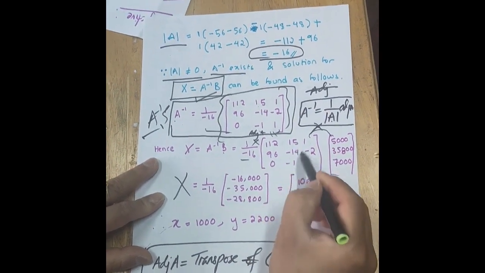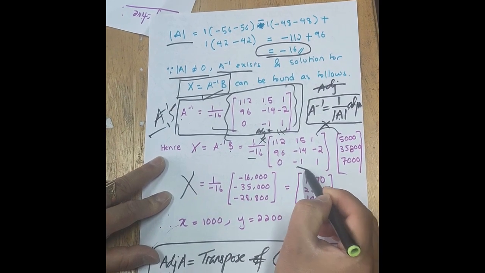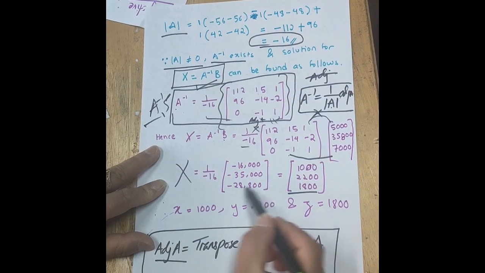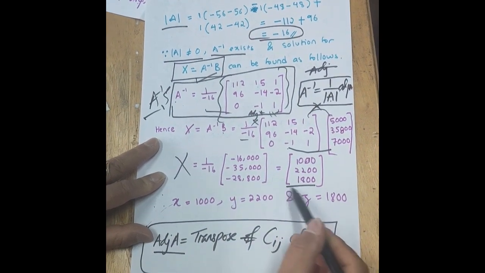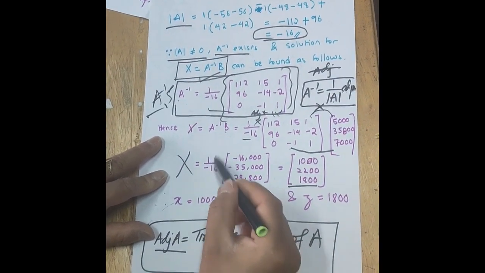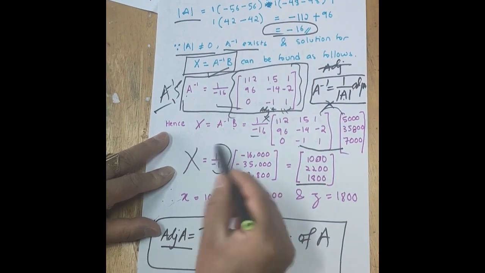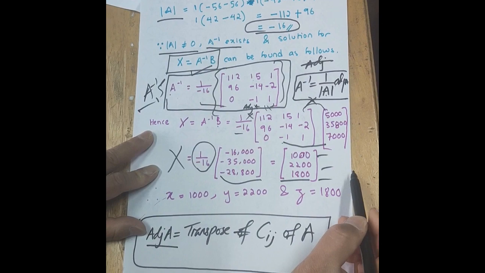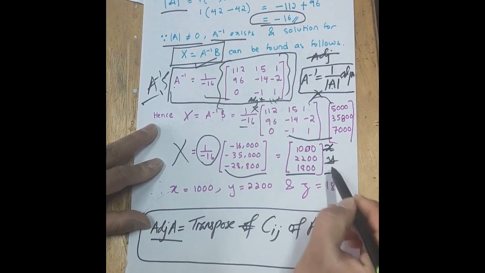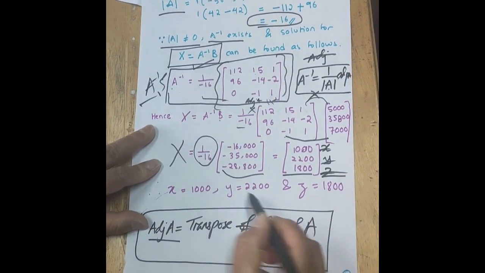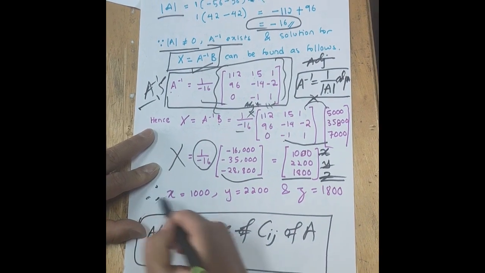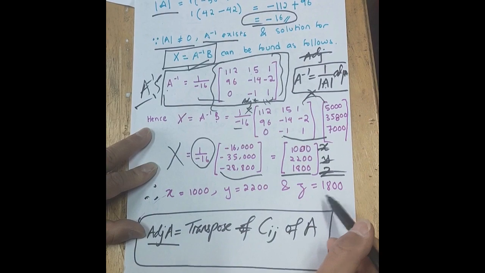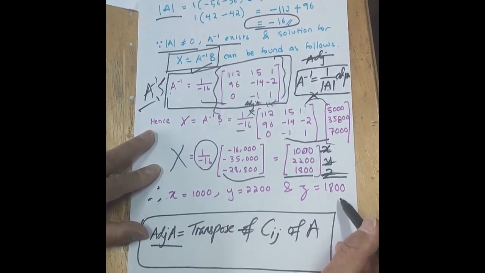In this case, if you multiply these two matrices, we obtain negative 16,000, negative 35,000 and negative 28,800. If you further do the scalar multiplication with this quantity to this matrix, you obtain these values, which are x, y and z. Therefore, our final solution is that x is equal to 1000, y is equal to 2200 and z is equal to 1800.